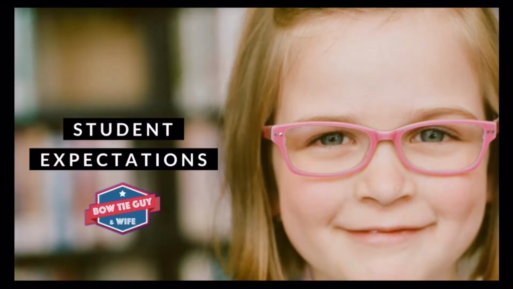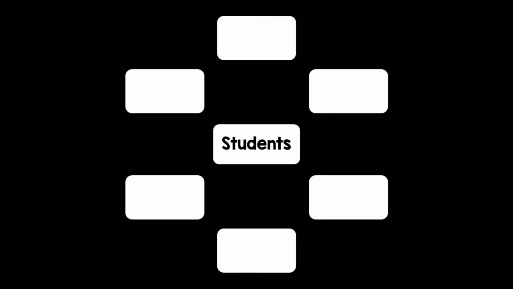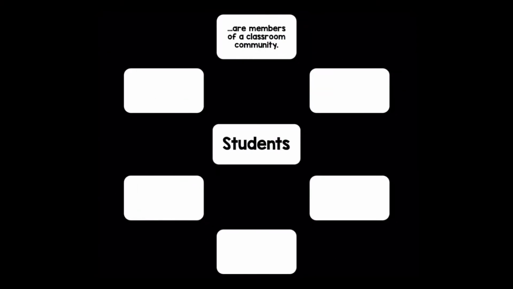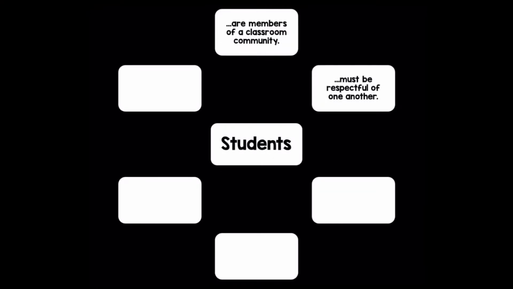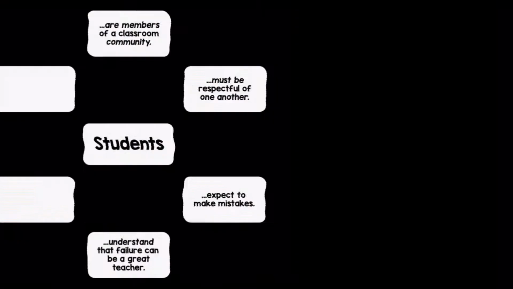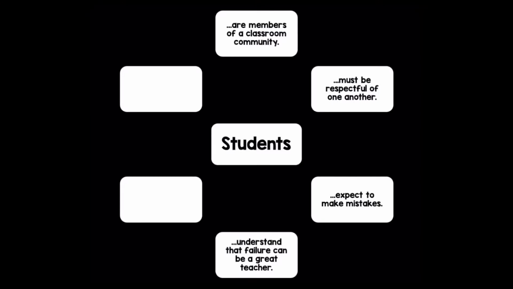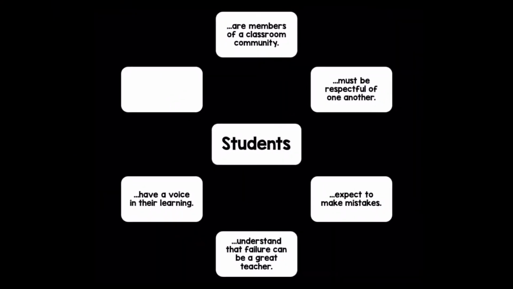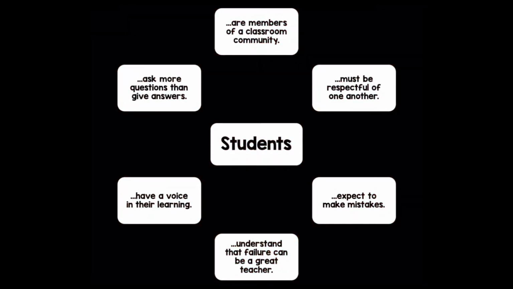In a differentiated classroom, a student is well within their right to maintain a sense of expectations. First and foremost, students are members of a classroom community. Students have to remember that they need to be respectful of one another and their abilities. Students need to expect to make mistakes. Students understand that failure can be a great teacher. Students also have a voice in their learning, and they realize that they will be asking more questions than they will be just giving answers.